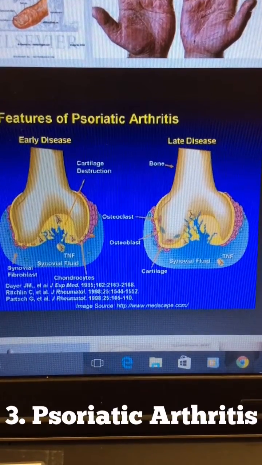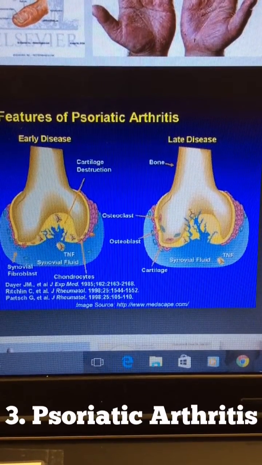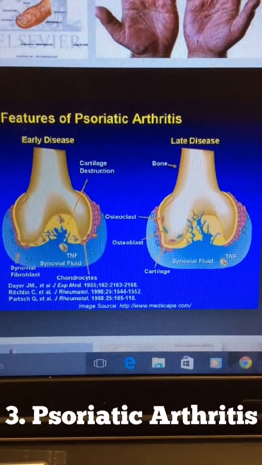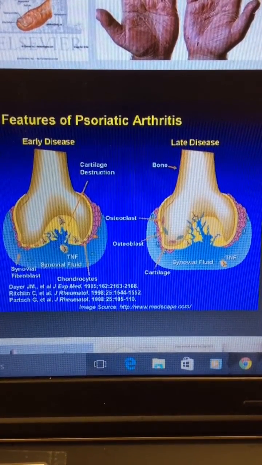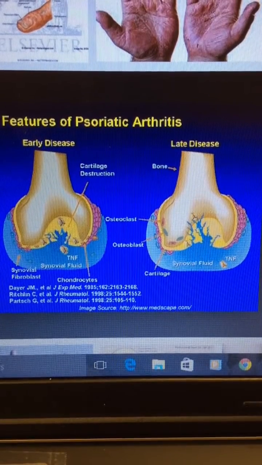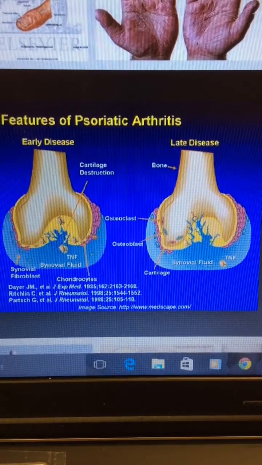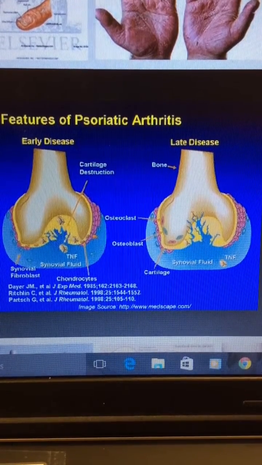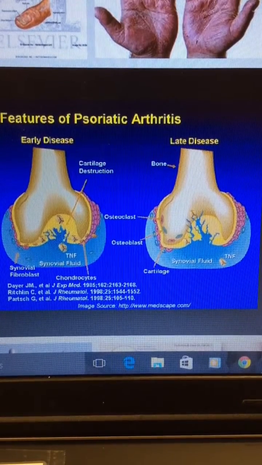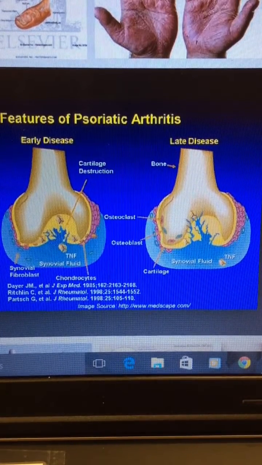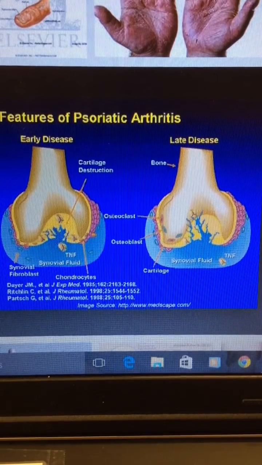Psoriatic arthritis is the third type of arthritis that we're going to talk about today. Many people have heard about the condition called psoriasis. That's that skin condition that people may get often on the ends of the elbow, sometimes on the knees, where it's like a white, scaly rash type condition. Now, 30% of people that have psoriasis will also develop a form of inflammation in the joints called psoriatic arthritis.